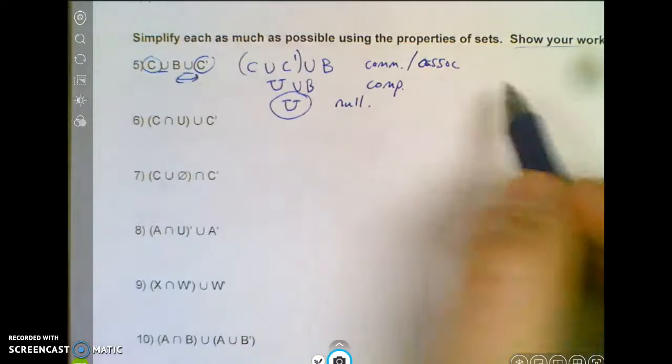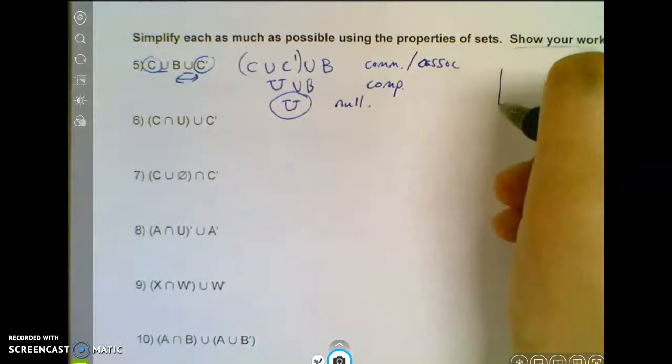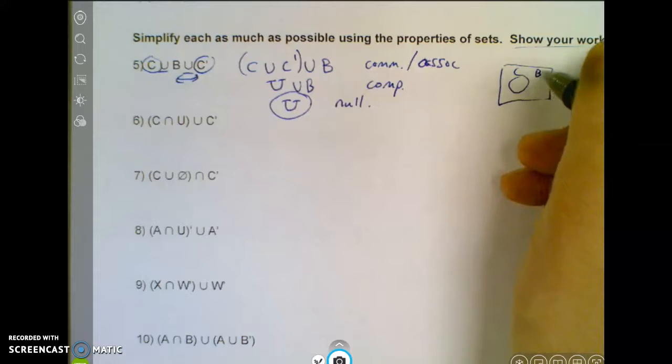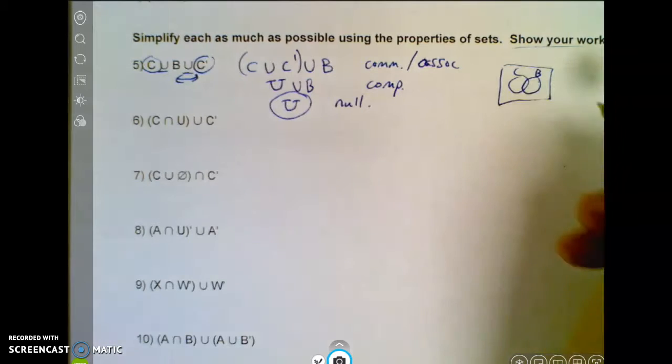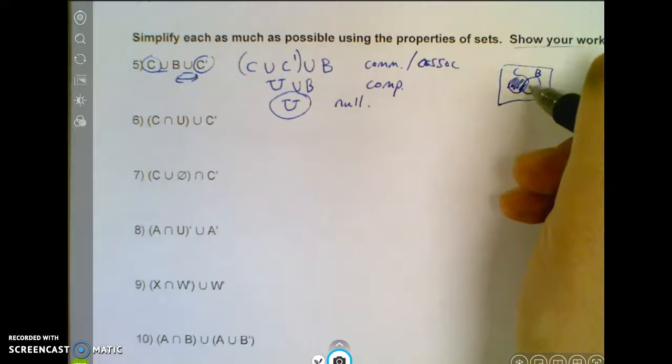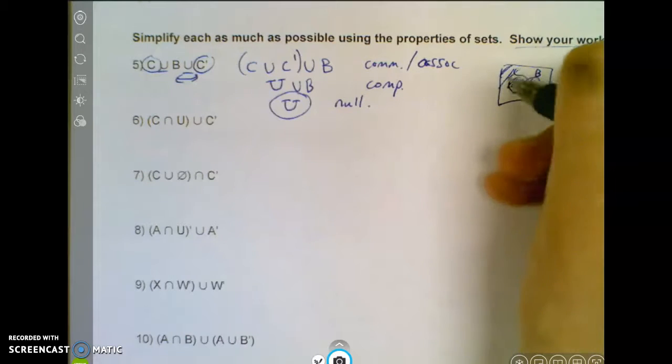I think you could draw a picture of this with Venn diagrams and get the same thing to work. Some people like to do that, and that's cool. Because you could be like, here's C together with B together with everything that's not C.